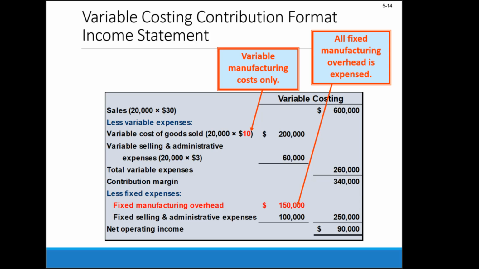Now below the line, we're deducting all the fixed costs. We said under variable costing, all of that fixed overhead should be expensed in the same period in which it's incurred. So we're deducting 150,000, the total fixed overhead, and 100,000 for that selling and admin, and we end up with net income of 90,000.